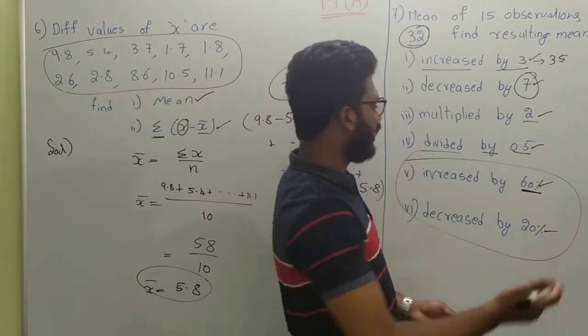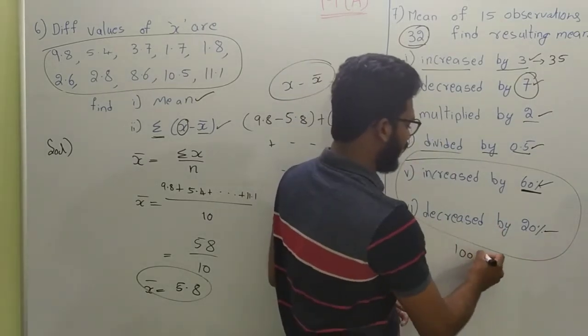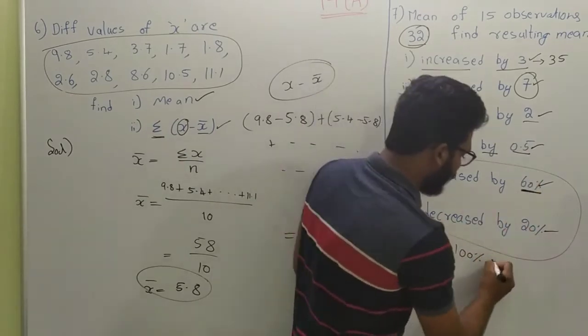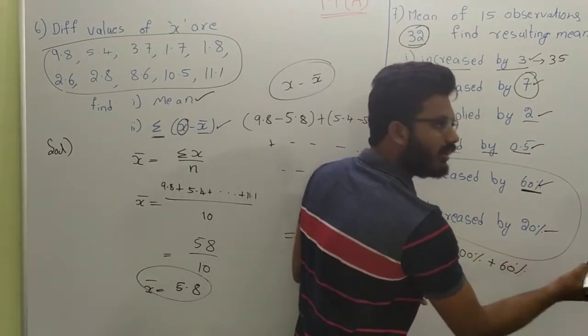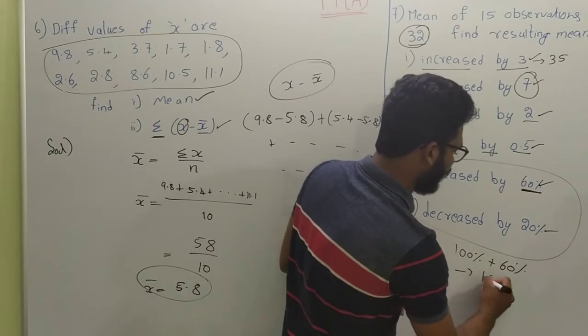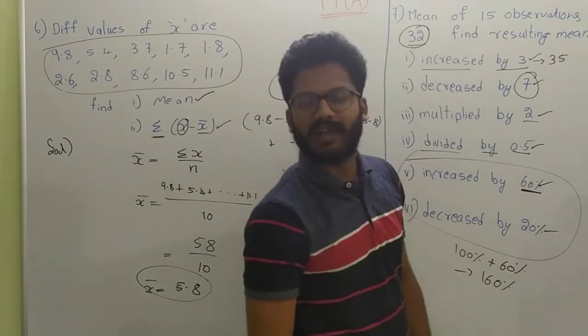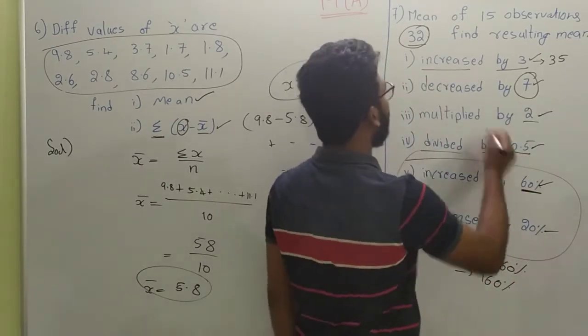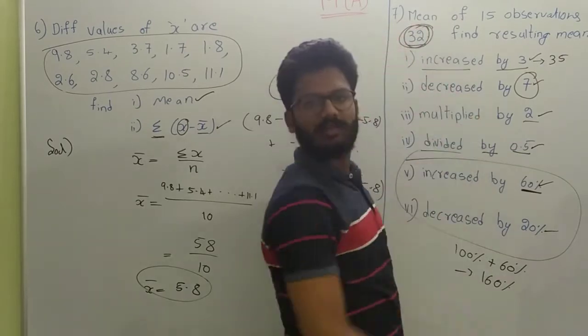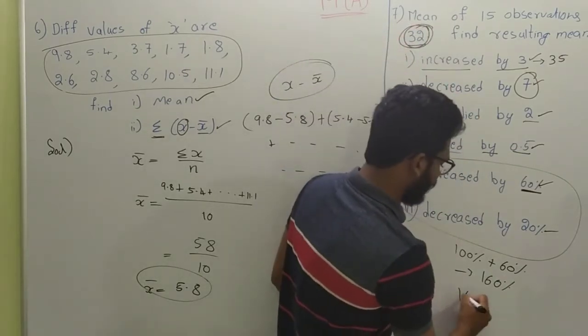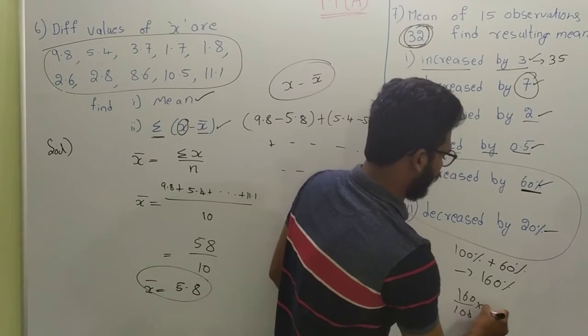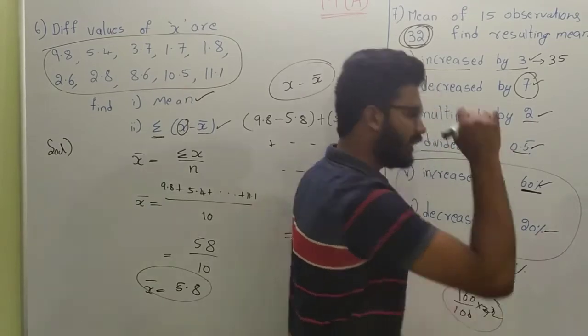So what do you have to find? Normally, the value is 100%. If 60% is increased, what will it become? Total value will become 160%. So you have to find 160% of 32. You will get 160 by 100 into 32 to get the resulting mean.